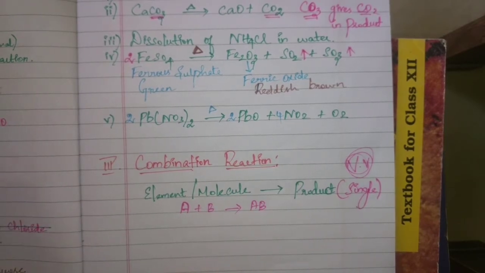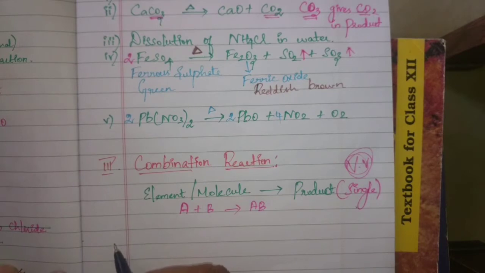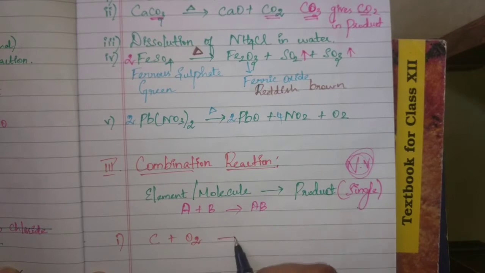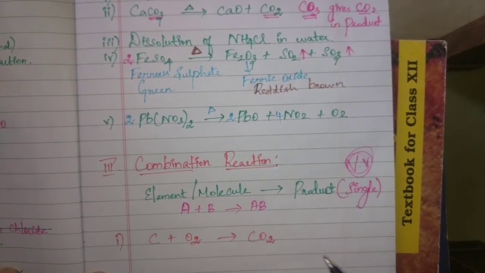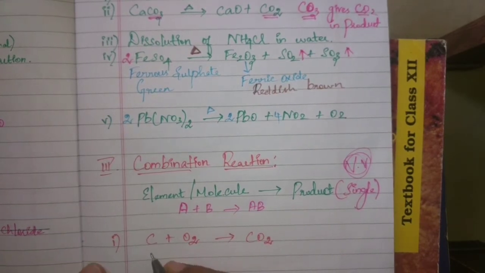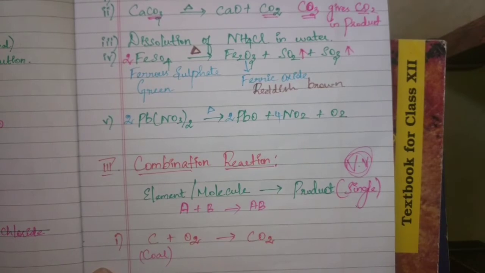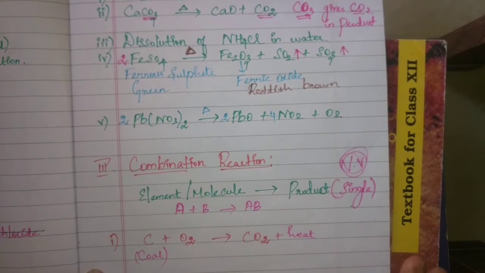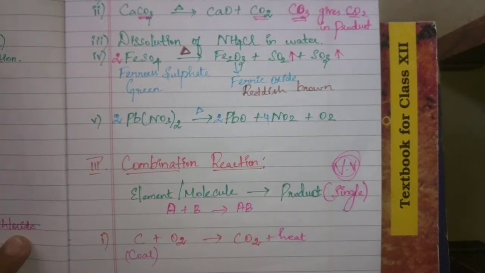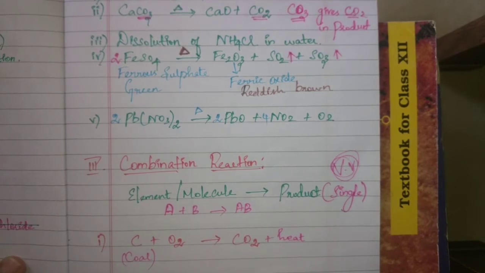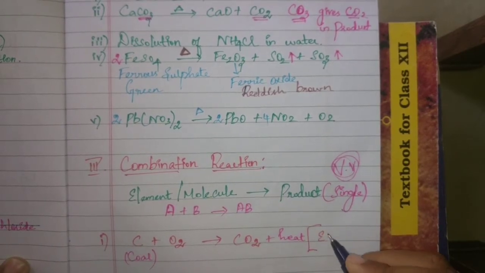So with examples we will discuss. First example, when carbon reacts with oxygen, it gives carbon dioxide. That is nothing but coal. Here we already discussed this equation, students, that is burning of coal, right? It gives carbon dioxide plus heat. Now this combination reaction is also exothermic. A few combination reactions are exothermic in nature. So this reaction is also exothermic.